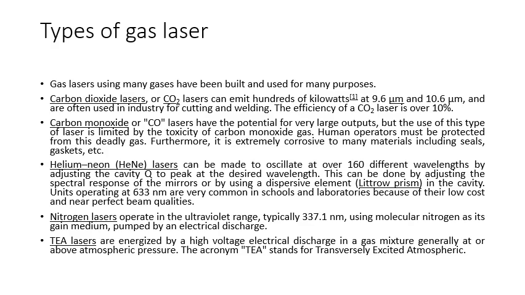There is another type of laser that is called nitrogen laser. This operates in the ultraviolet range at 337.1 nanometer. This is also a molecular laser. Transversely excited atmosphere laser, in short called TEA laser, is energized by a high voltage electrical discharge in a gas mixture generally at or above atmospheric pressure. So many things are there, but CO2 is one of the best gas lasers we use.